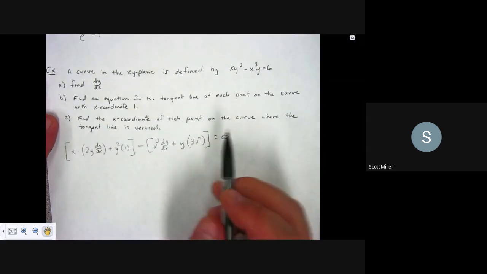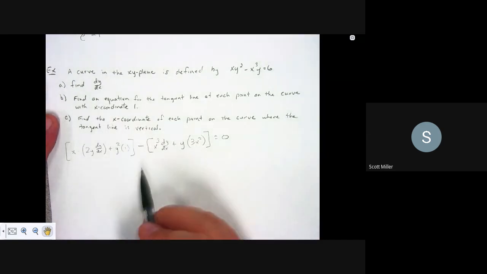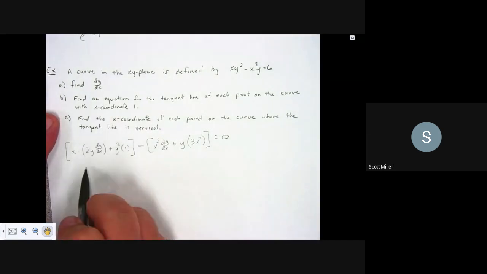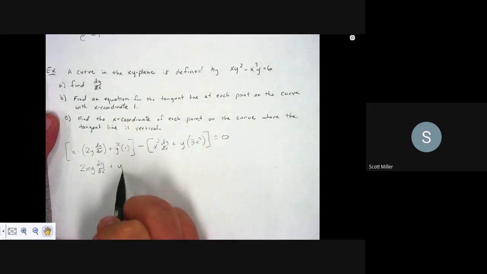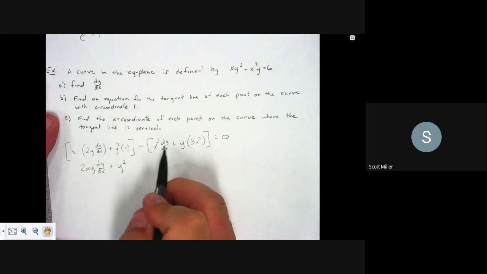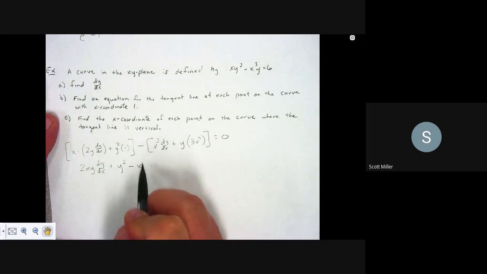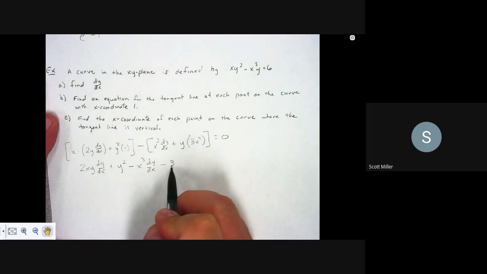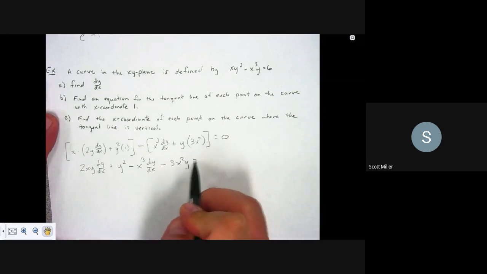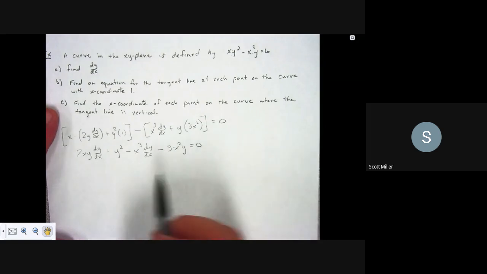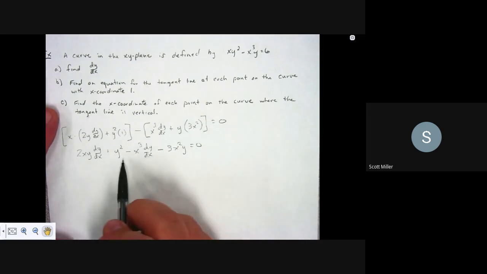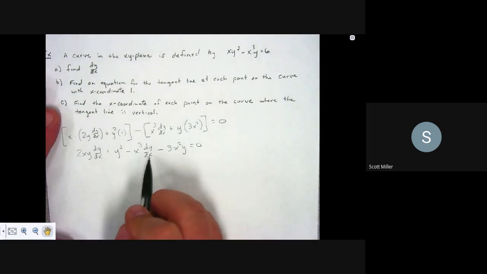Okay? We need to get all the dy dx's on one side, everything else on the other. Start by cleaning this up. Numbers, letters in alphabetical order, dy dx on the end. Y squared. Don't forget to distribute. Negative x to the third dy dx. Negative 3x squared y equals 0. All right, so start moving all that stuff around. Things with dy dx stay, things without it go to the other side, and factor out dy dx.